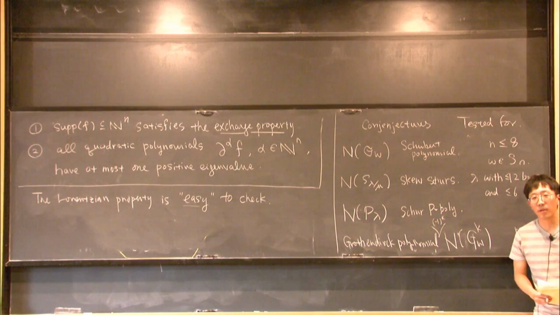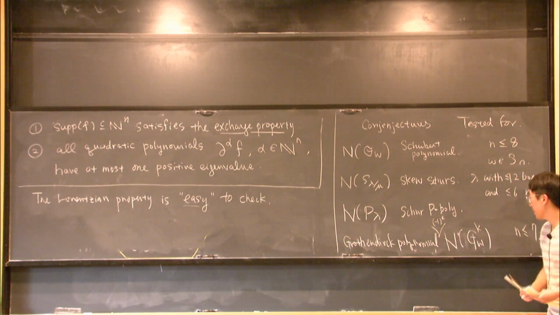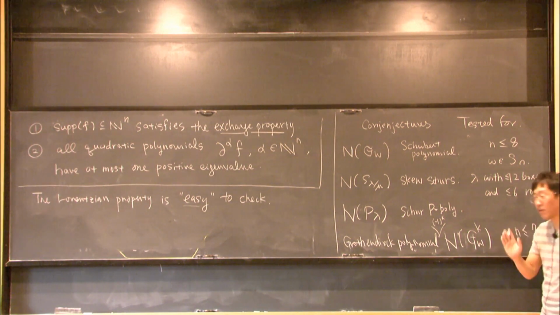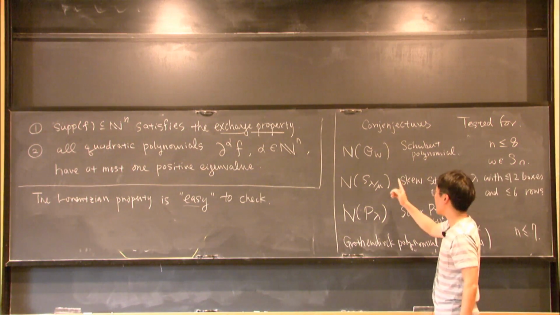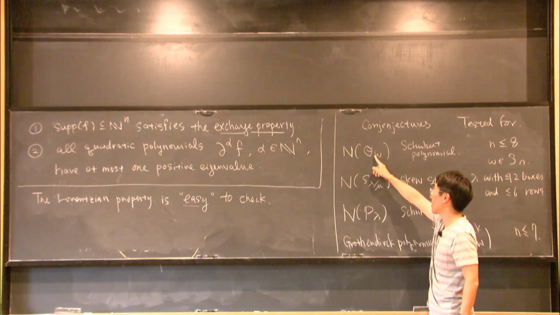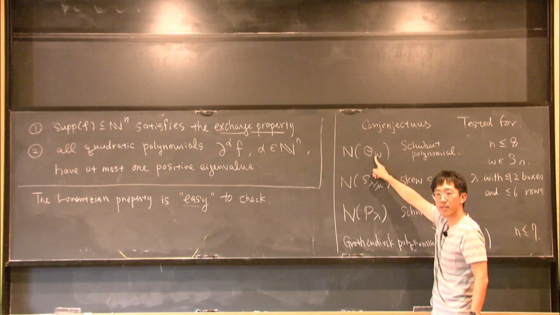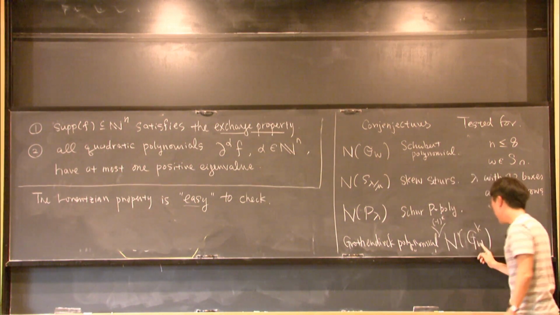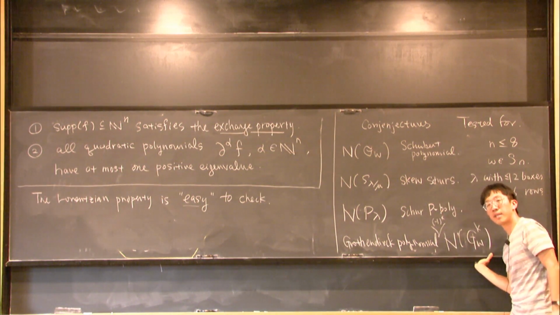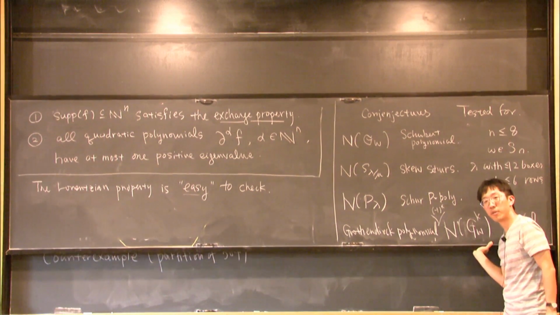G of w is a Grothendieck polynomial. It's defined by an inhomogeneous recursive divided difference relation that looks nearly identical to the one that defines the Schubert polynomial. It computes the K-theory class of Schubert varieties inside G/B.